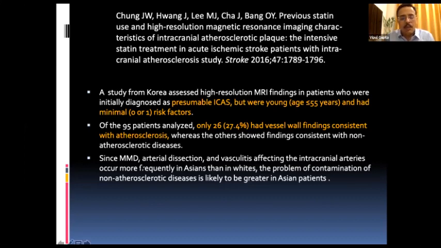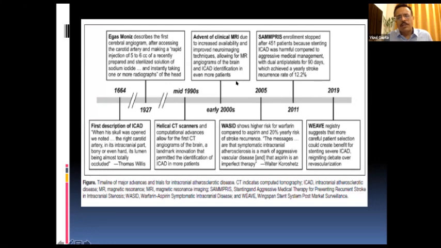And since Moyamoya disease, arterial dissections, and vasculitis are more common in Asians, this may be more of a problem in our country than even in the Western population and other results. Now, how the treatment has progressed, I will just skip this slide and go over.